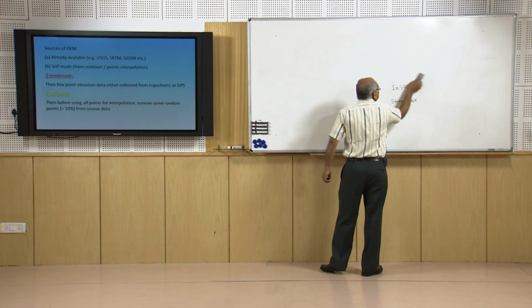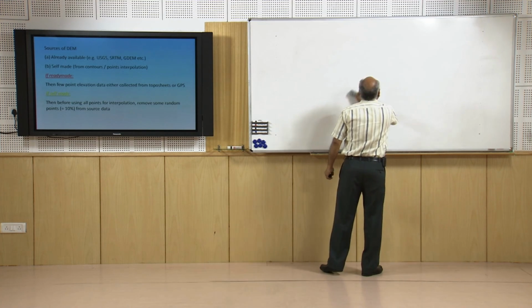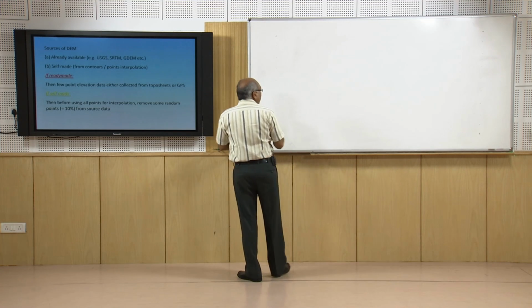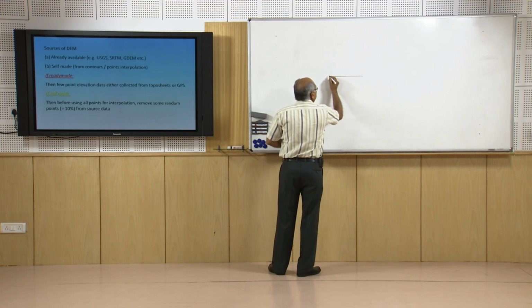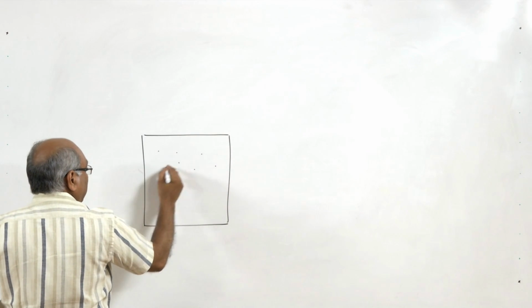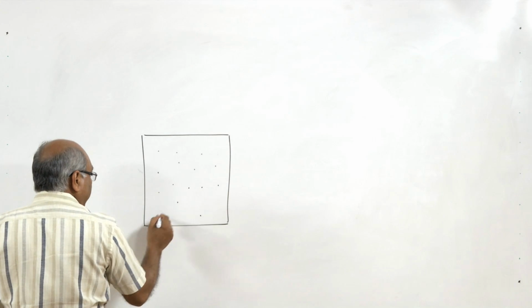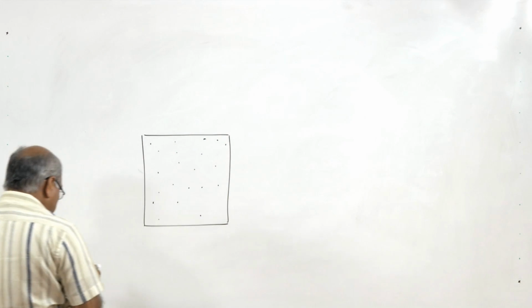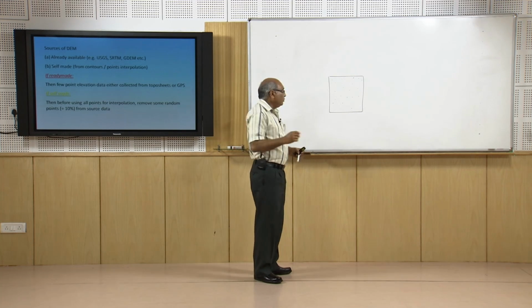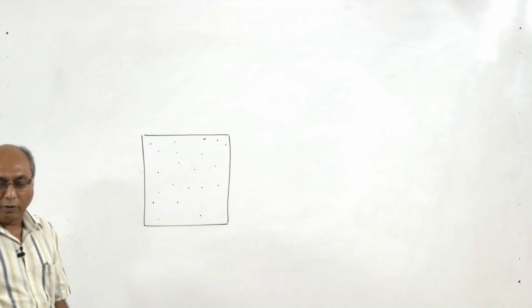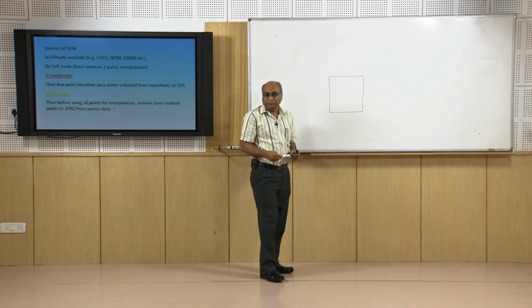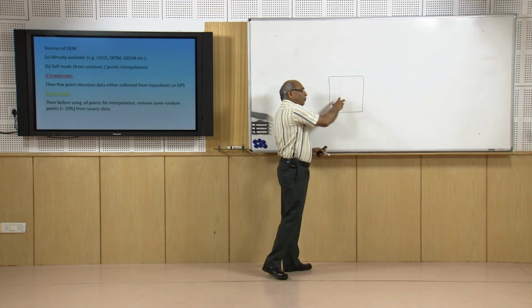of assessing which digital elevation model or which interpolation technique is suitable to you. Say for example, if you are having 100 elevation points available to you, which are distributed in an area. Now before going for interpolation, you select randomly 10% of the points. These random selectors are also available with the standard GIS softwares, and you remove them from the original data set.